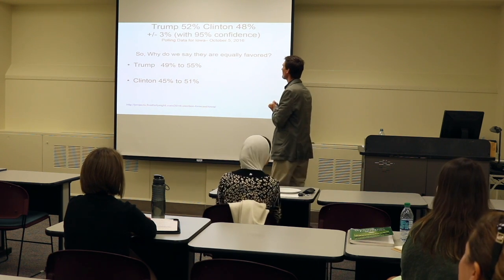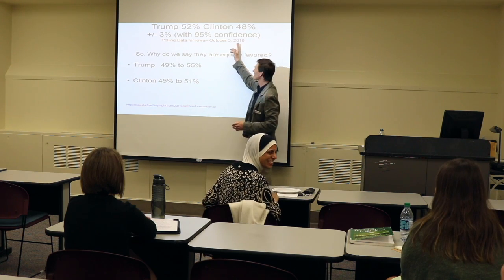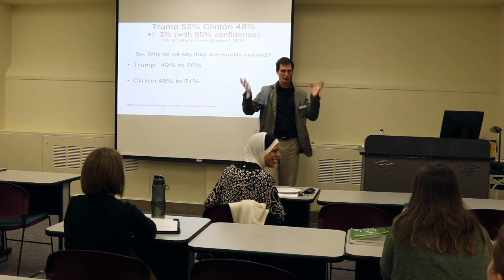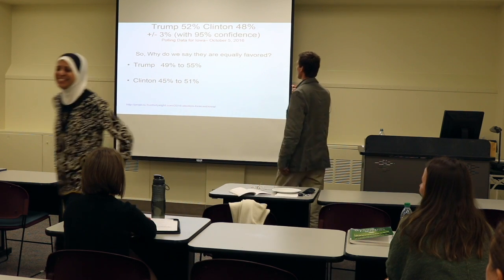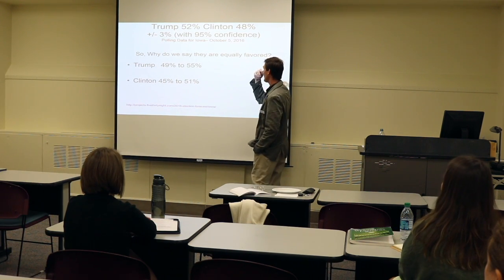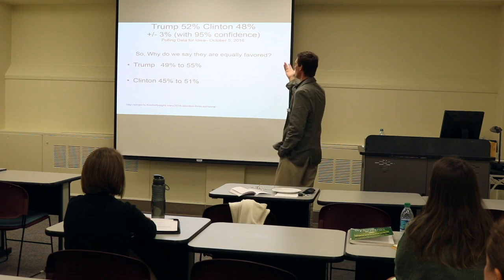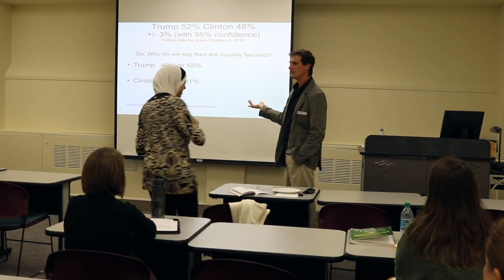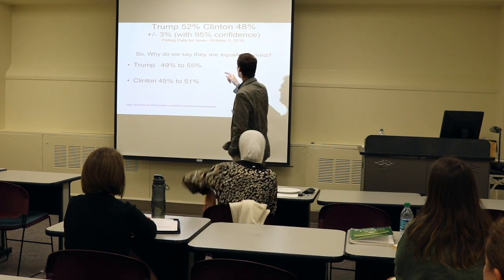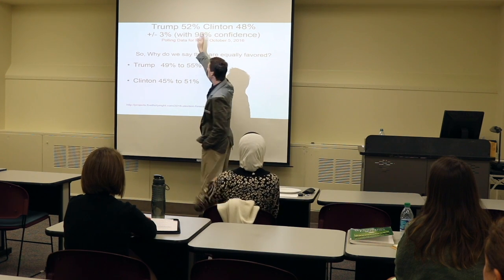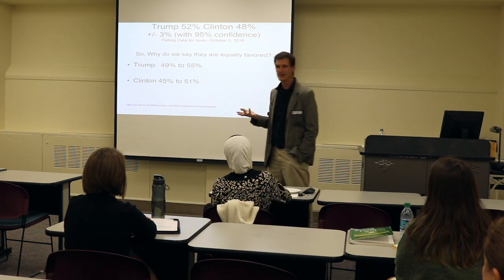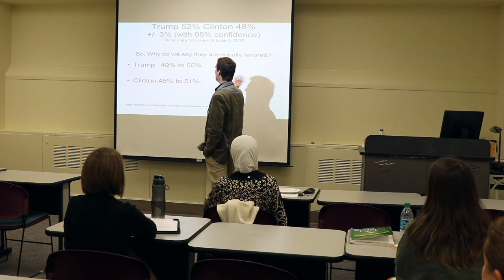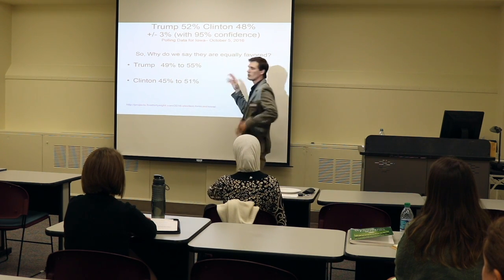Yeah, thank you. Sorry. So these are data from Iowa, which is kind of one of the states to watch, right, where things are really close. So on October 5th, what the polling data for Iowa said is that Trump had 52% of the vote, Clinton had 48% of the vote, very close, plus or minus 3, with 95% confidence. So Trump's ahead. He's got more than half of the voters based on that day of polling, right? But we would still say that it's too close to call, right?